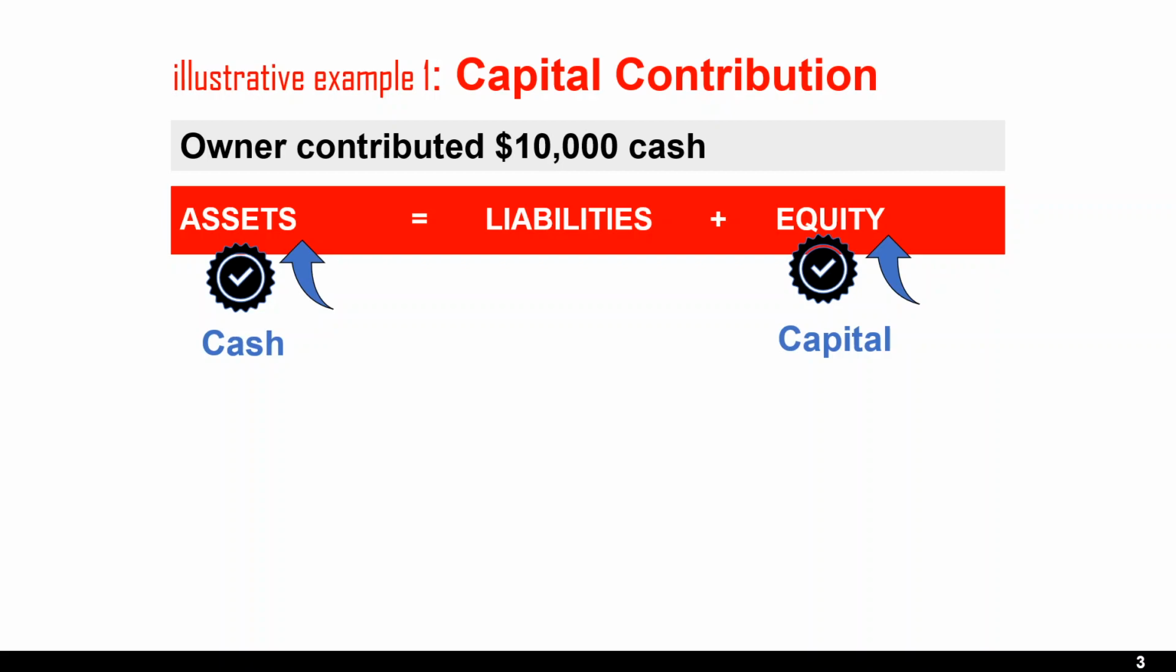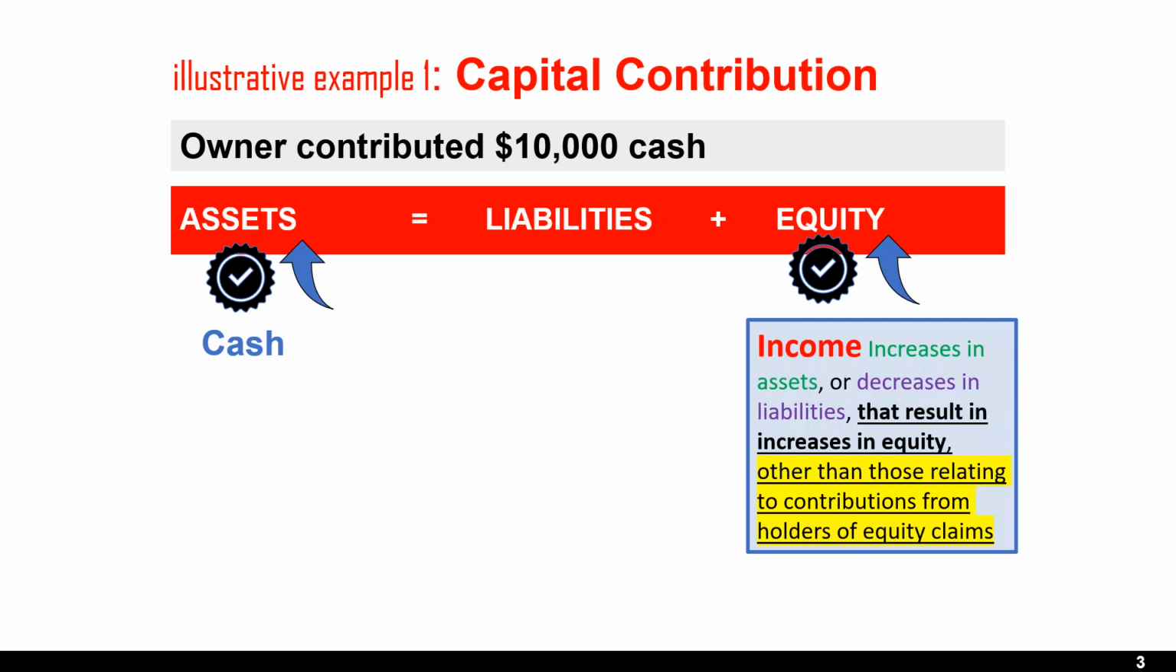I have often seen some students think this increase in equity is due to an increase in income. But when we look at the income definition, to recognize an income, it should be other than those related to equity holders' contributions. Therefore, owner-related transactions shouldn't be considered here.